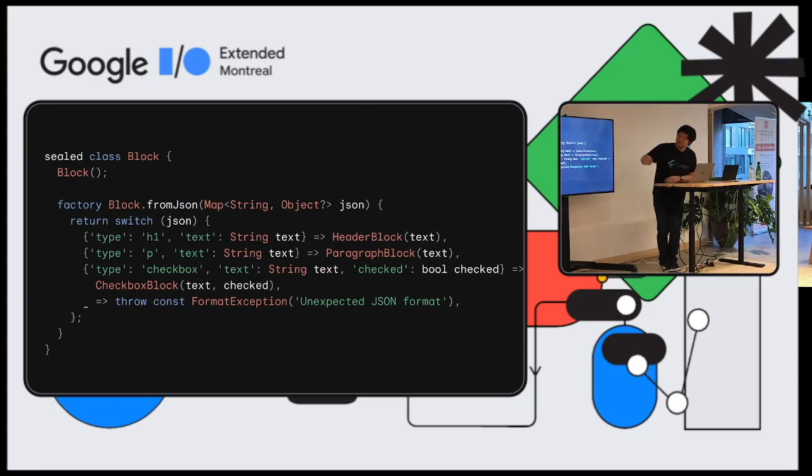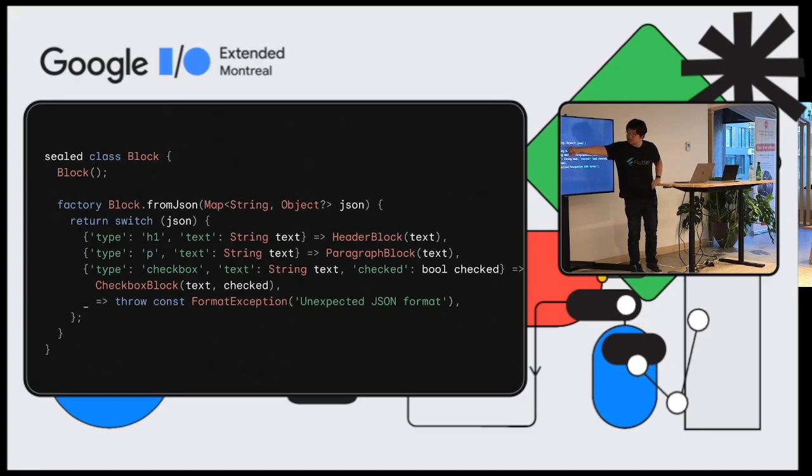So I added a factory constructor in the block. What I do is take the JSON, and when the JSON type is H1, I initiate a header block. When the type is P, I initiate the paragraph block, and likewise the checkbox block. I don't know if you noticed, but here is the pattern matching, basically. I'm reading the pattern matching on the JSON, and depending on that, I can decide in the switch whatever I want to have.